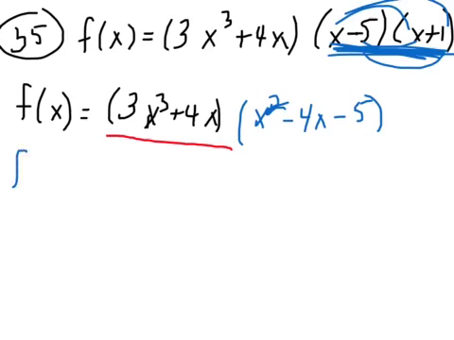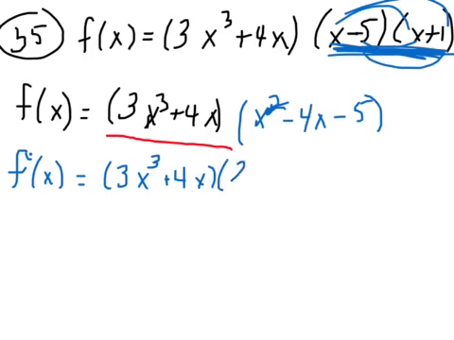So if I want to take the derivative of this, if you remember, the product rule says it's the first function, which is 3x cubed plus 4x, times the derivative of the second function. Well, the derivative of x squared is 2x, the derivative of negative 4x is negative 4, and the derivative of a constant like negative 5 is just 0. Now I've got to add in the second function, which is x squared minus 4x minus 5, times the derivative of the first function, the one I underlined in red.